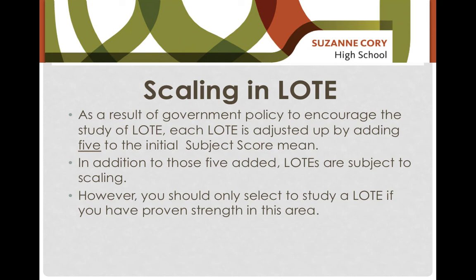Scaling in LOTE is also a little bit different. In LOTE, the government's trying to encourage people to take languages. So there we do get 5 added to the subject score mean. So if you get a study score of 50, they'll scale it normally, and then the study scores of 30 will get an extra 5. As with all, the further away you get from 30 in both directions, the less effect the scaling has. So you don't always get 5 added. You get 5 added if you're at 30. By the time you get to 40, it might be 1 or 2.